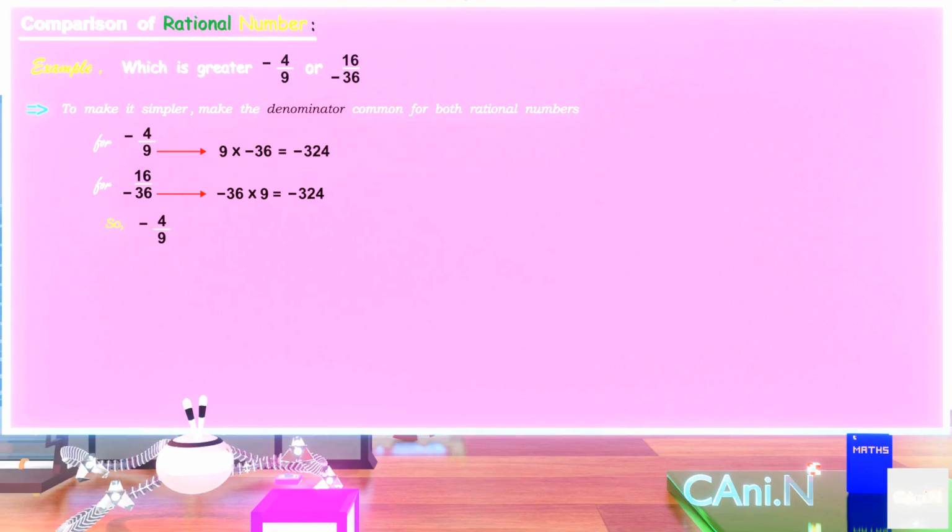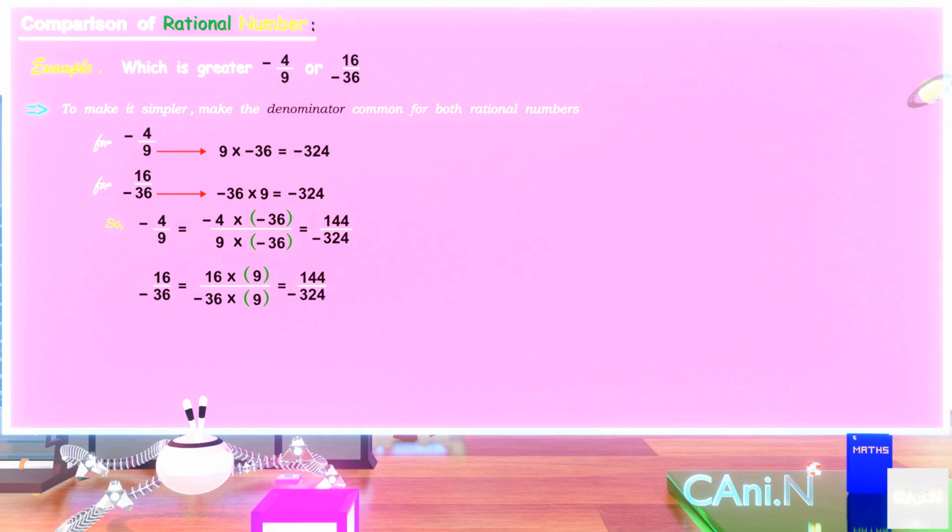Now, we have common denominator. So, for rational number minus 4 by 9, multiply numerator and denominator by minus 36. Also, for rational number 16 by minus 36, multiply numerator and denominator by 9. Since both numerators are equal, that is, 144, therefore, minus 4 by 9 equals 16 by minus 36.